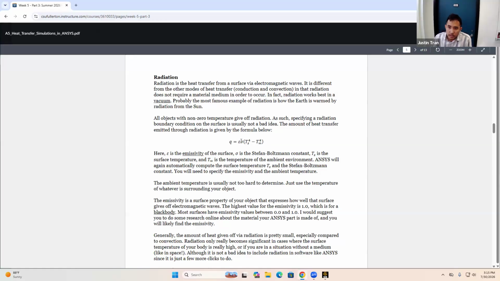Now, usually for most cases, radiation is going to be pretty negligible for any surface on Earth, because for most heat transfer on Earth, heat transfer is dominated by conduction or convection. But radiation is something that you can apply in ANSYS as well. There are quite a few parameters that you have to specify for radiation, one of them being the emissivity of the surface, and sigma here is what's called the Stefan-Boltzmann constant. Just be aware of that. But unless you're designing something for space applications, most of the time you're not going to have radiation be of significant value in your simulation.